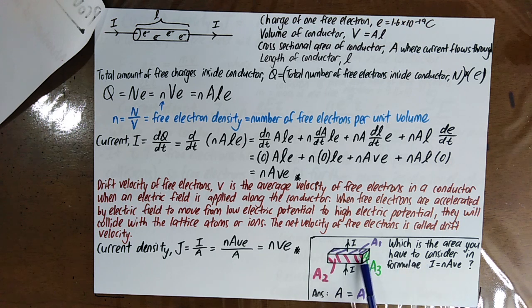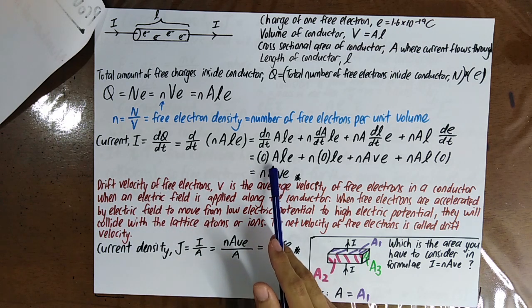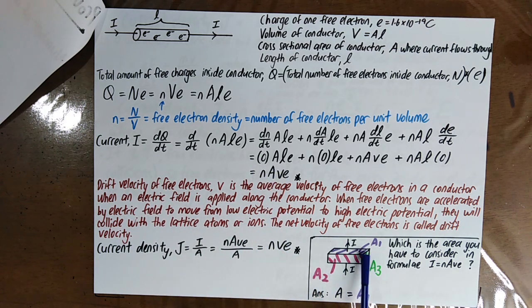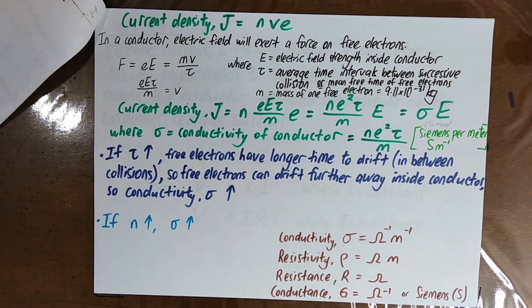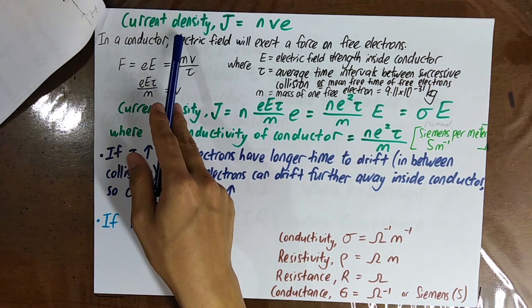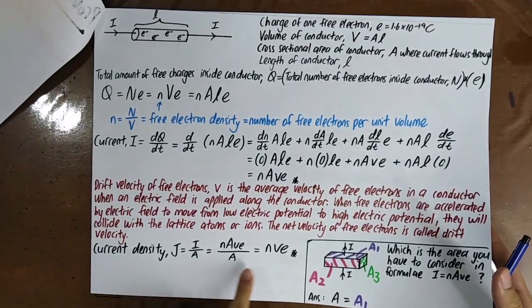For example, you are now given a rectangular conductor like this, and the current flows from here to here. Inside nAve, you need an area: is it A1, A2 or A3? The answer is A1, because A1 is the area that the current flows through. Just now you already got the current density equal to nve.